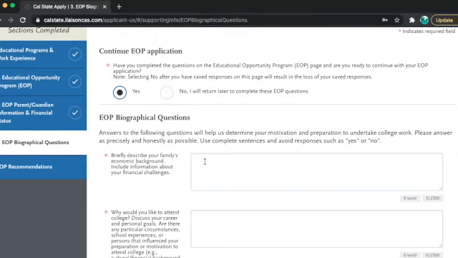So here it says, briefly describe your family's economic background. Okay, so here, briefly describe your family's economic background, include information about your financial challenges. This is the section where you explain, I currently live with these many people in this type of household. Is it apartment? Is it a house? Is it a car? Where are you living? Okay. This is how many rooms we have.